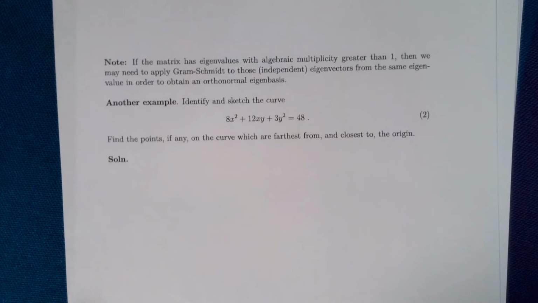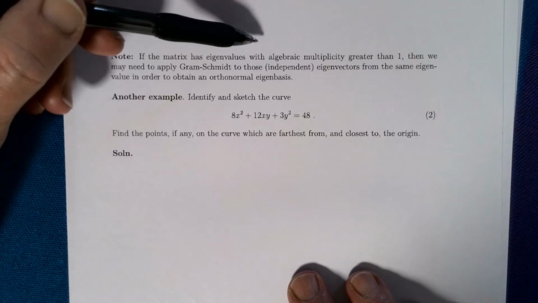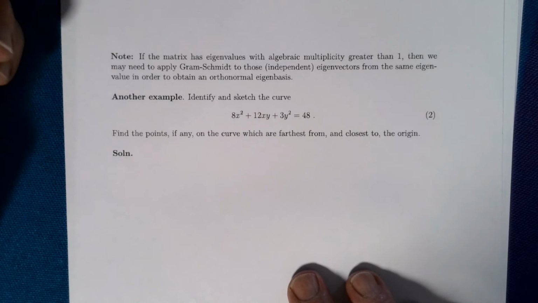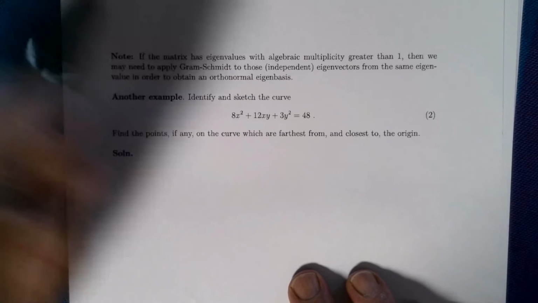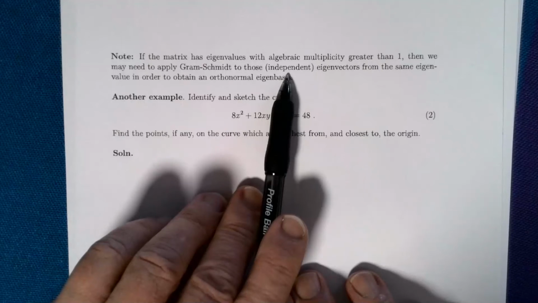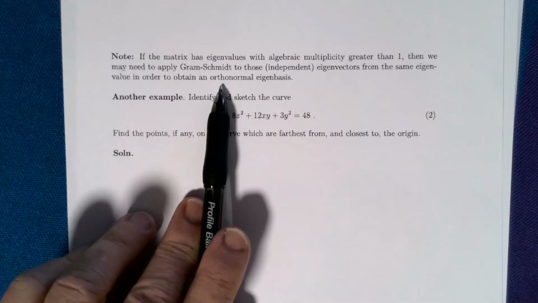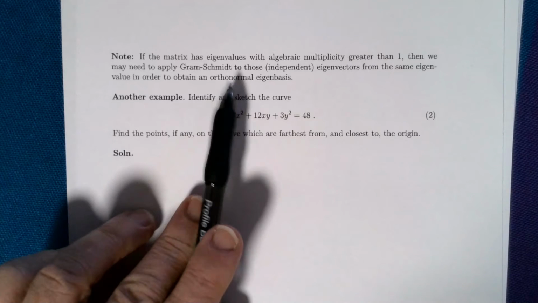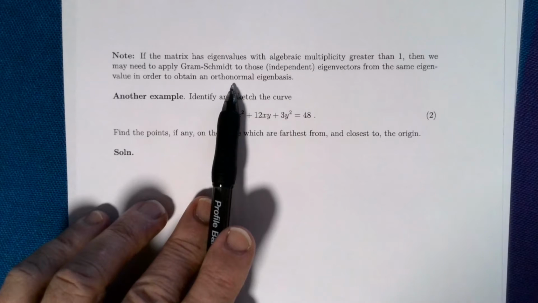Then I just note here that if the eigenvalues have algebraic multiplicity greater than 1, then we may need to apply Gram-Schmidt to these independent eigenvectors from the same eigenvalue in order to obtain an orthonormal basis. Sometimes one can just do some creative cookery when cooking up the eigenvectors, in fact.